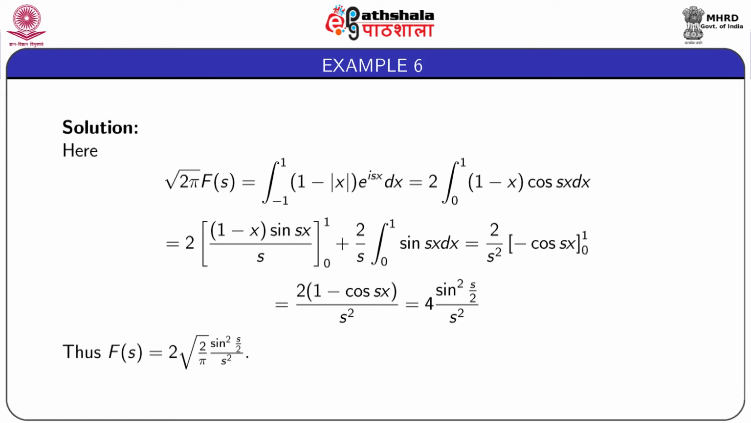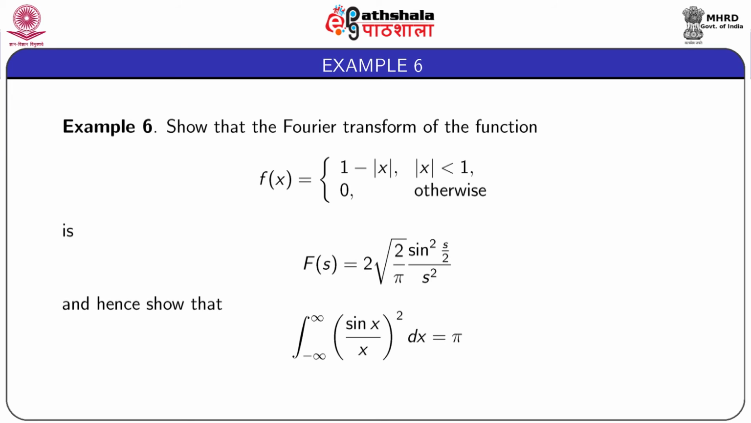So, the Fourier transform of the given function is 2 into root over 2 by pi, sin square (s by 2) divided by s square. So, we have obtained the first part of the example. Now, we have to show the second part.